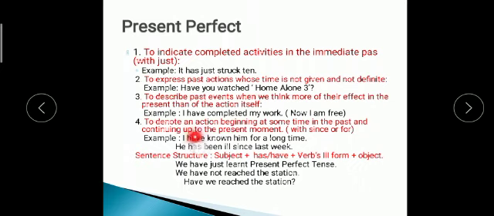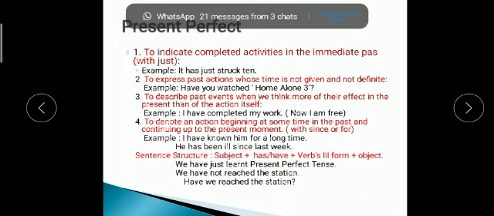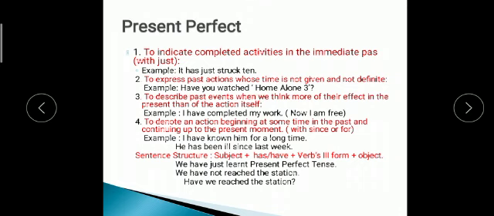To denote an action beginning at some time in the past and continuing up to the present moment with since or for. So any work that began at some time in the past and continuing up to the present moment while speaking. I have known him for a long time. He has been ill since last week. So here students, you note down for and since are used in these sentences.